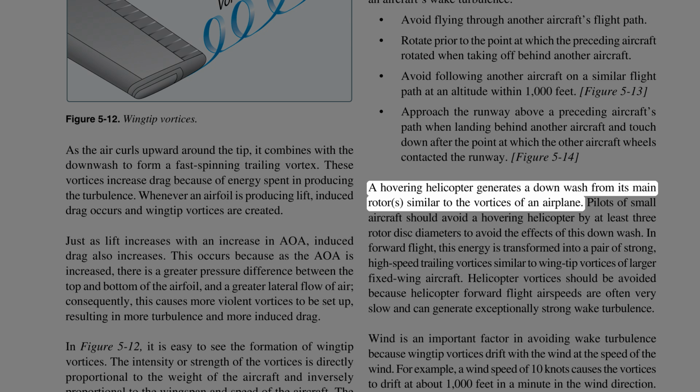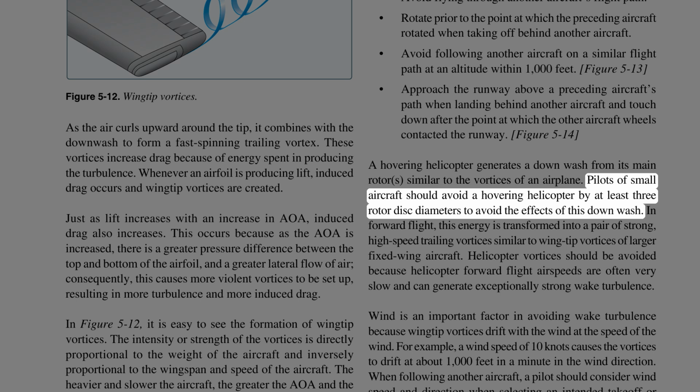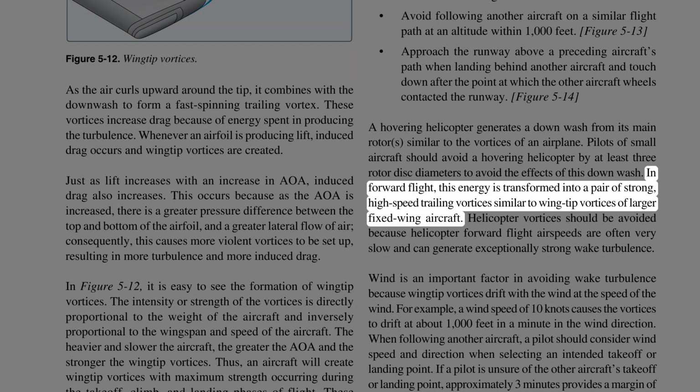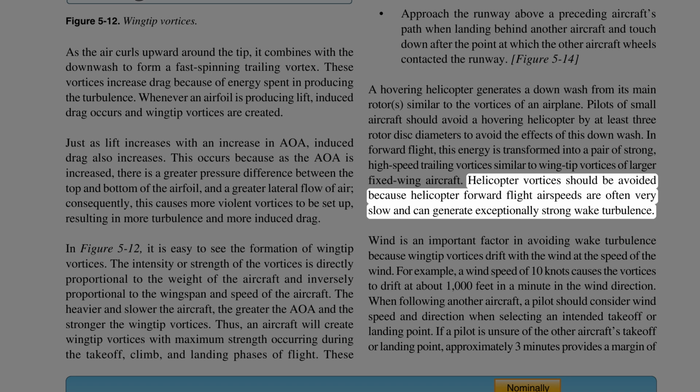A hovering helicopter generates a downwash from its main rotors similar to the vortices of an airplane. Pilots of small aircraft should avoid a hovering helicopter by at least 3 rotor disc diameters to avoid the effects of this downwash. In forward flight, this energy is transformed into a pair of strong, high-speed trailing vortices similar to wingtip vortices of larger fixed-wing aircraft. Helicopter vortices should be avoided because helicopter forward flight airspeeds are often very slow and can generate exceptionally strong wake turbulence.